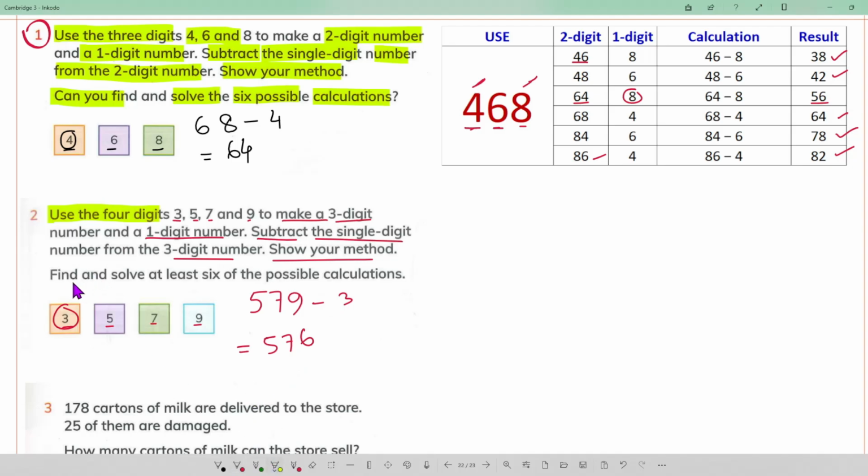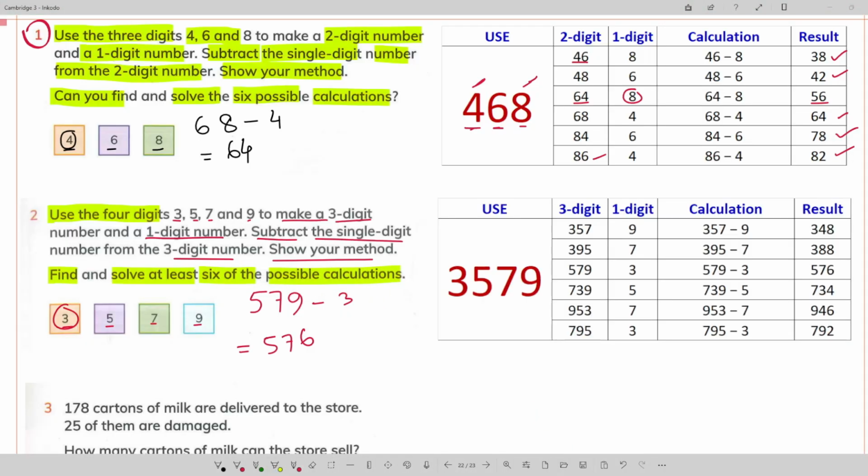So similar, here it is also mentioned, find and solve at least 6 of the possible calculations. Let's see. Here, look, 3, 5, 7, 9. First we take 357, so the balance is 9. We subtract this one: 357 minus 9 is 348. We take 395 minus 7, 388. We take 579 minus 3. So the answer will be 576.